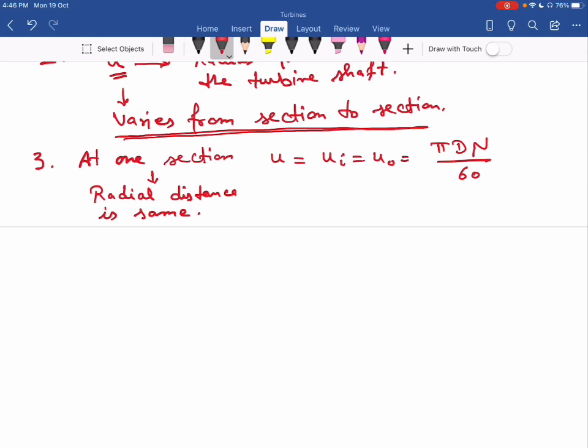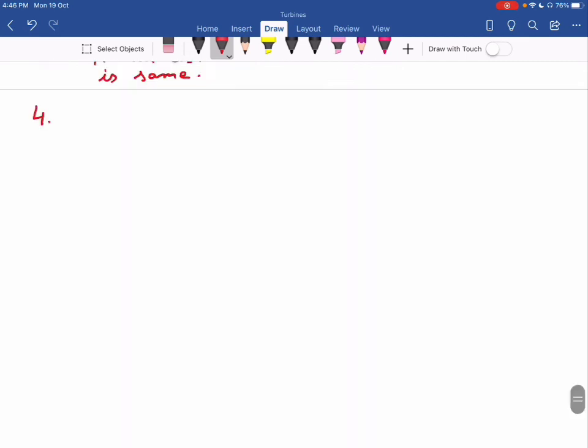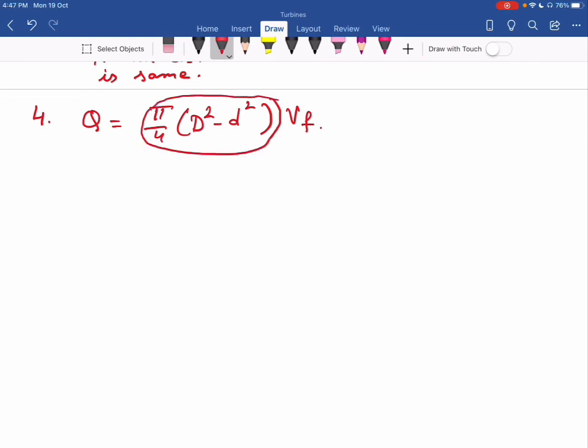Then another thing, in case of Francis turbine, you can note here. As the area at the inlet and outlet of the runner is the same, you can see the formula for discharge is pi by 4 into (D square minus d square) into Vf. Now this area is the same. So we can write the discharge at inlet, that is A into Vfi, is equal to the discharge at outlet, A into Vfo. So that means my Vfi is equal to Vfo.